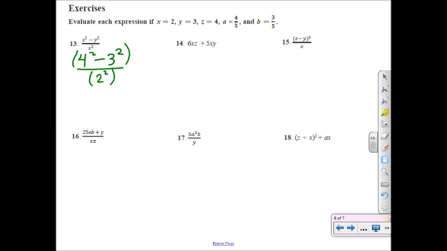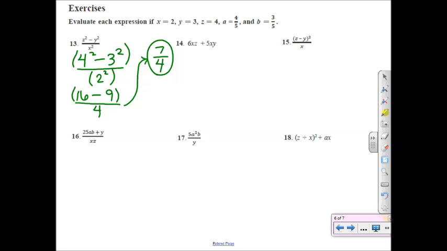So 4 squared is 16. 4 times 4 is 16. 3 squared is 9. 3 times 3 is 9. And on the bottom, 2 squared is 4. And then the last thing to do in the parentheses on top is 16 minus 9, which is 7, over 4. And I could do the division then, 7 divided by 4. It's going to be 1.75. But I'm also okay if you just leave it that way.